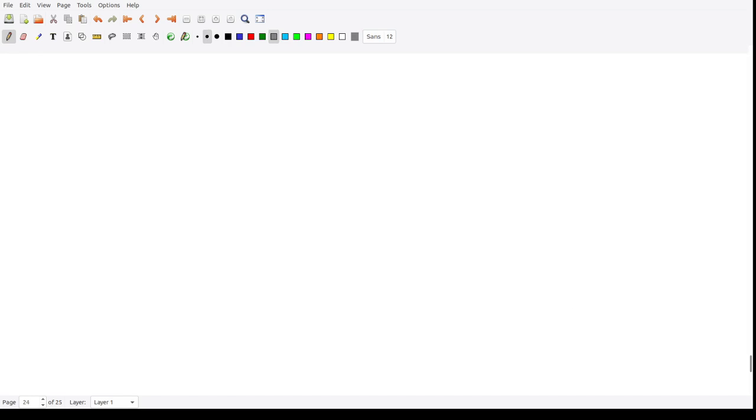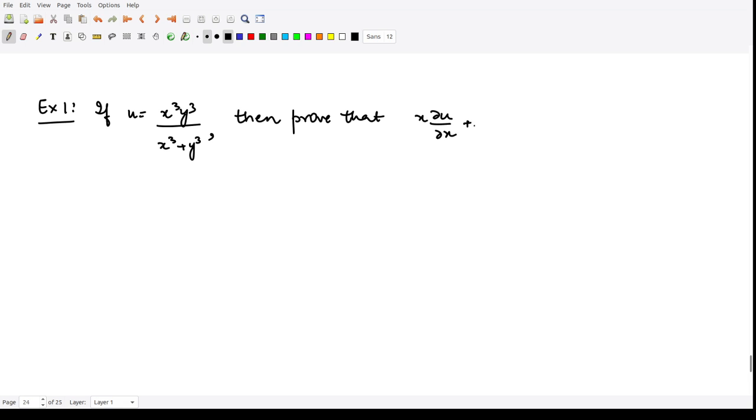So we'll be looking at the example for a homogeneous function. So we have the first example. It says that if u is equal to x cube y cube divided by x cube plus y cube, this function is given to you, then you have to prove that x into del u by del x plus y into del u by del y is equal to 3u. So this is the question.